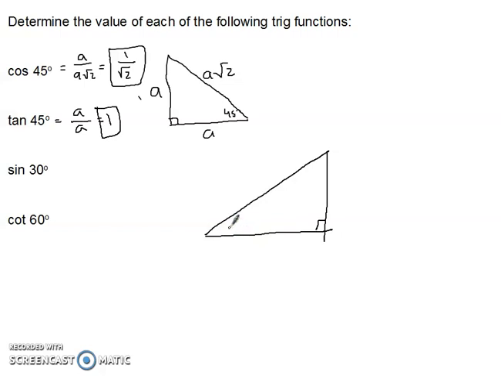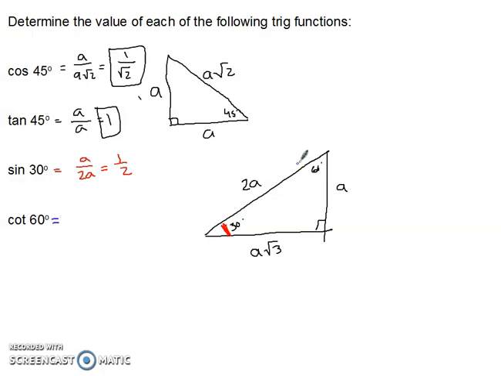In a 30-60-90 degree triangle, our ratios are the following. The smallest side is a, the hypotenuse is 2 times a, and the middle side is a times the square root of 3. So looking at our 30 degree angle, the sine of this angle is the opposite, which is a, over my hypotenuse, which is 2a. So sine of 30 is a over 2a, which does simplify down to 1/2.